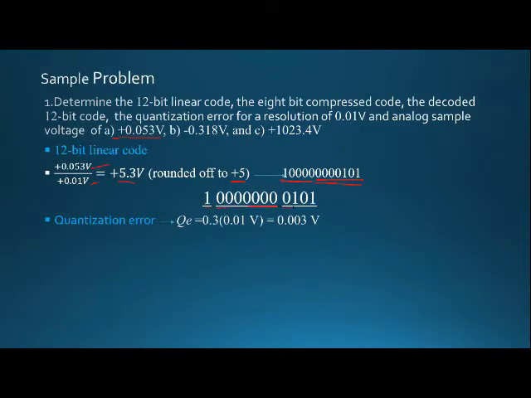For us to easily answer it, I have presented it by parts here, the 12-bit code. Since we are also asked for the quantization error, which is because of rounding off, we simply subtract our sampled value, which is 5.3, by positive 5, which is 0.3. Then multiply it by its resolution, so the equivalent voltage is 0.003 volts. That is the quantization error that occurs because of rounding off.